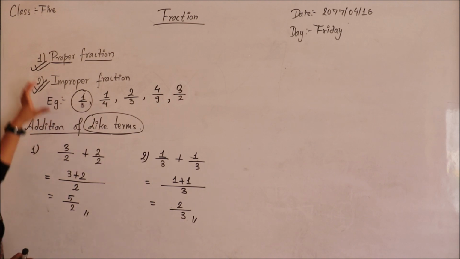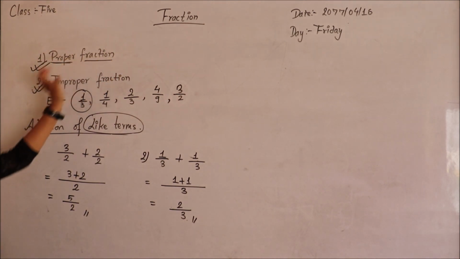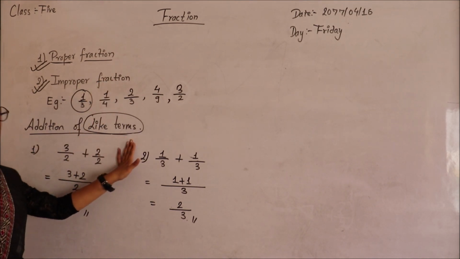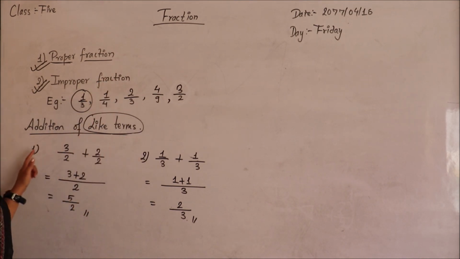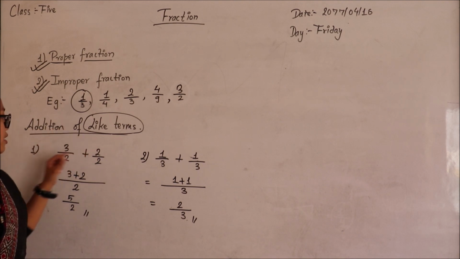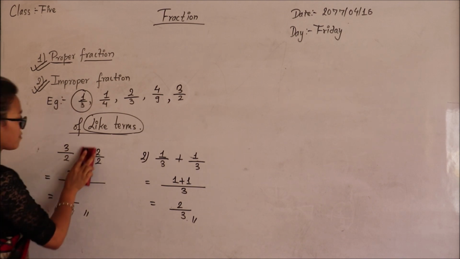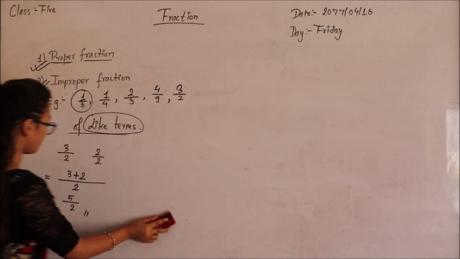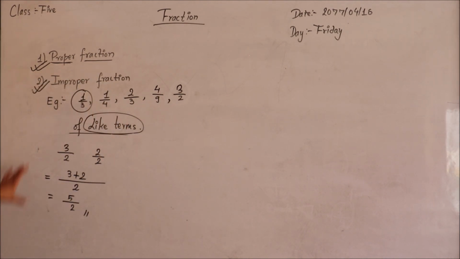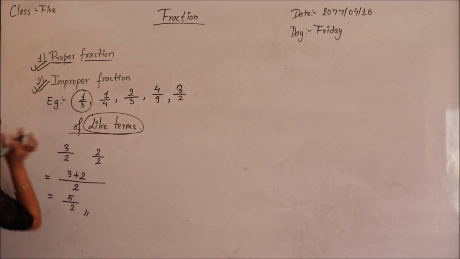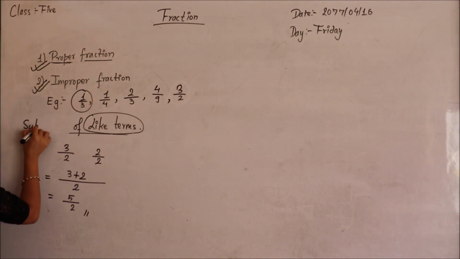So you might have got what is a proper fraction, what is an improper fraction, what are like terms, and how we add like terms. Here I have given 2 examples. You can pause the video and copy them down. Shall we go to the subtraction of like terms? I haven't erased this because I am going to use this example.